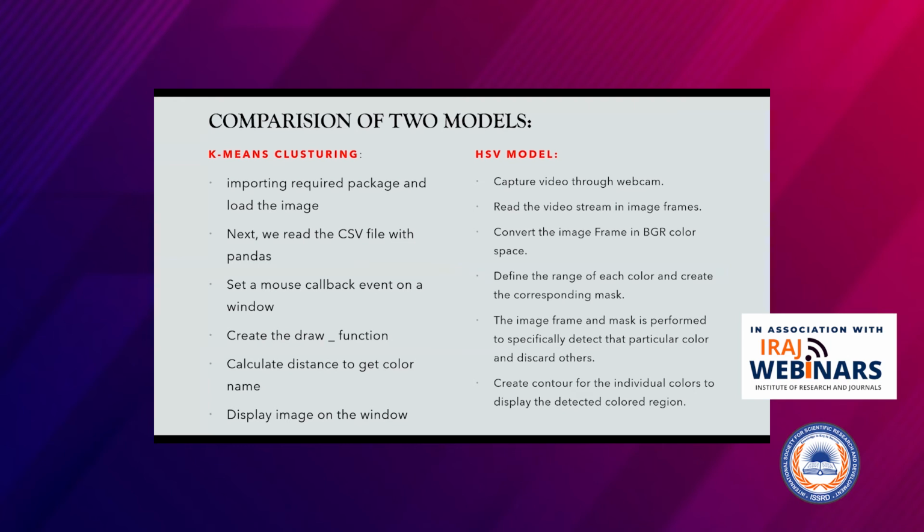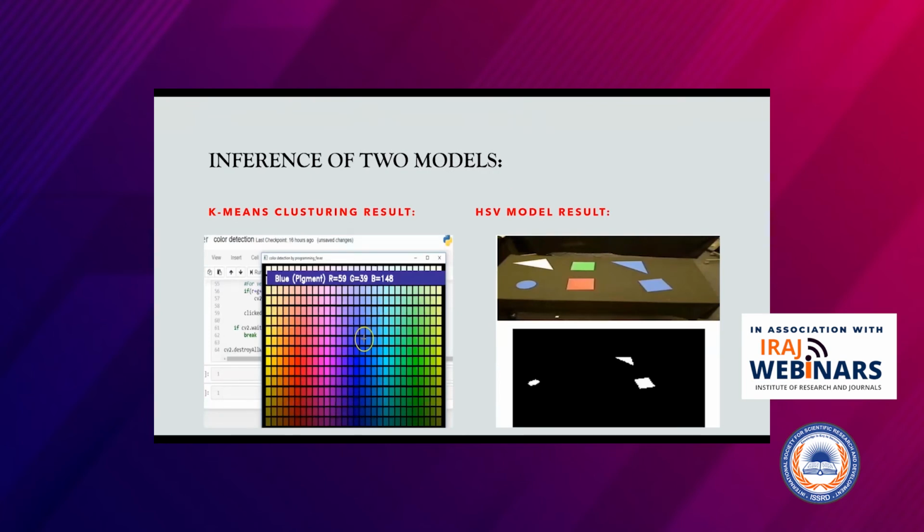In K-means clustering, we create the draw function, whereas in the HSV model, the image frame and mask are combined to specifically detect the particular color and discard others. K-means clustering displays the image on the window, whereas the HSV model creates contours for the individual colors to display the detected color region. This is how the model will look. I will demonstrate our model at the end.